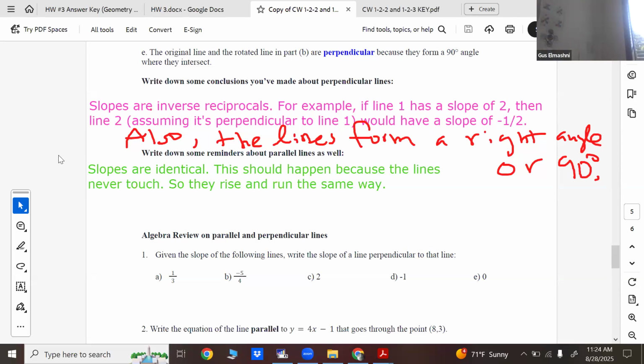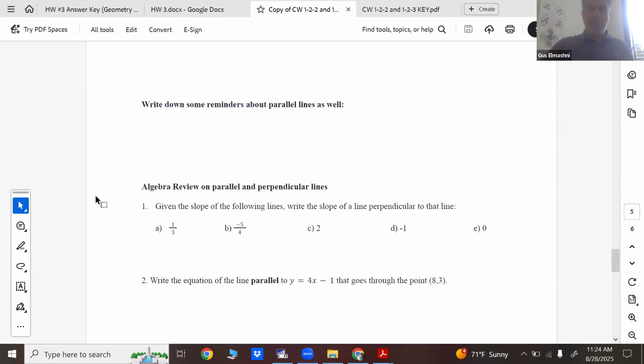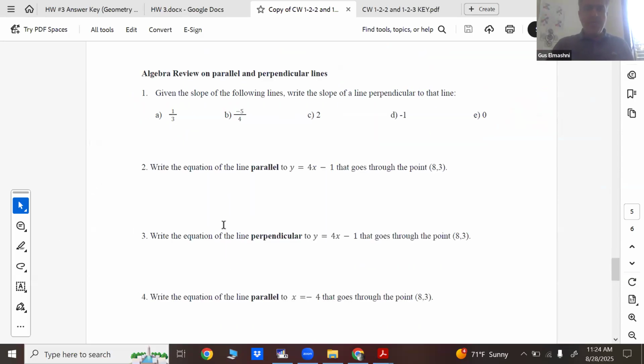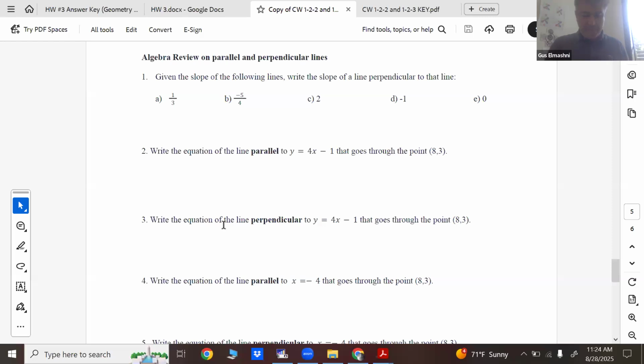Okay, so that was the observation from the little activity. Now let's do the algebra. This is where we're actually going to go around the room and answer questions. I'll help you guys out if you get stuck. Let's start with that table off to the far right. So Peter, can you read number 1, please?